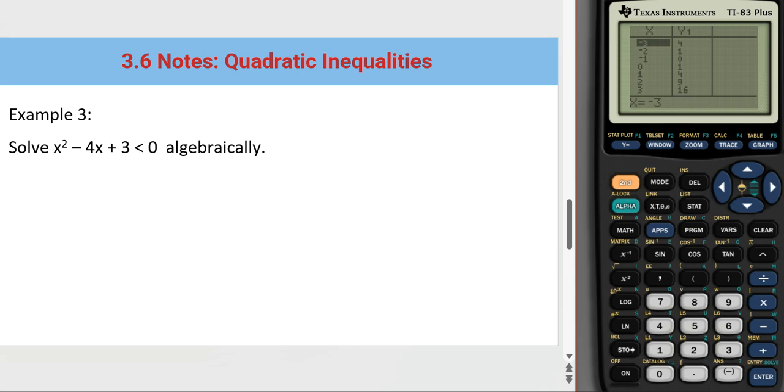Now, solving these algebraically, we're going to solve them like we would a quadratic equation, and then at the end, we have to do one extra step. So I am looking at this like it is an equation, x squared minus 4x plus 3. I'm trying to figure out what multiplies to 3 but adds to negative 4. That would be negative 3 times negative 1, which gives me that positive 3, and adds to negative 4.